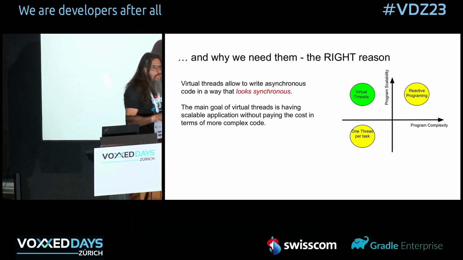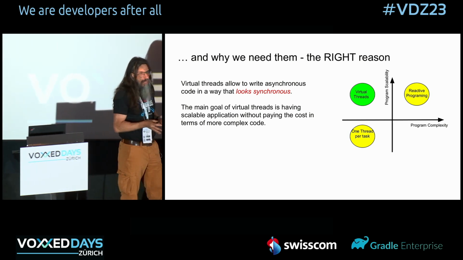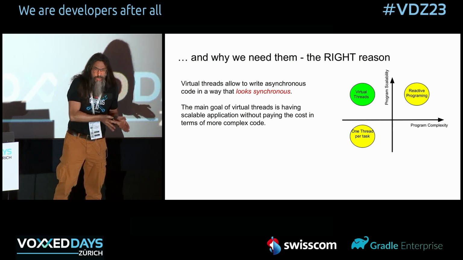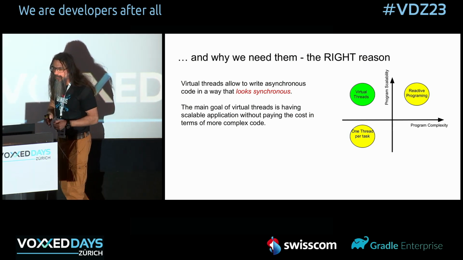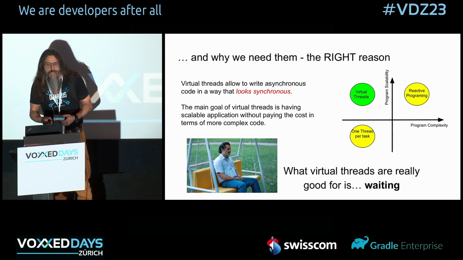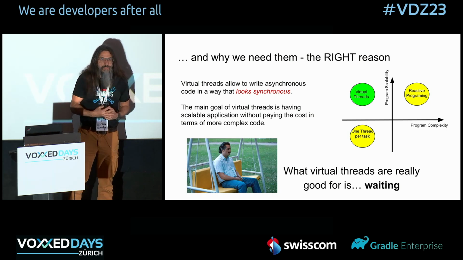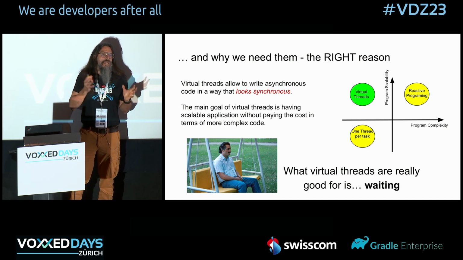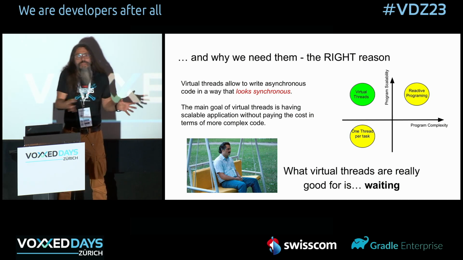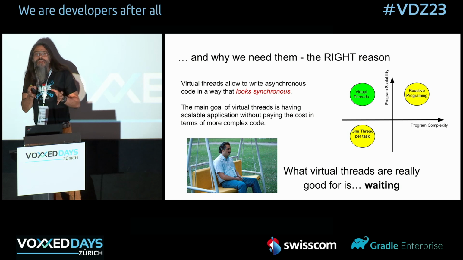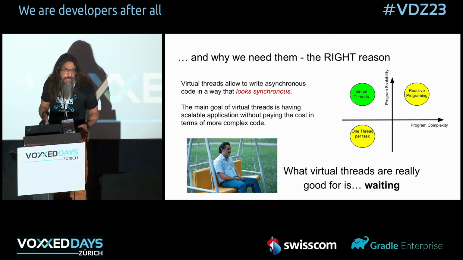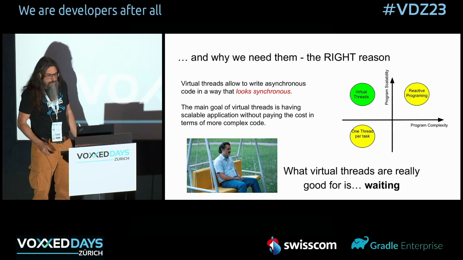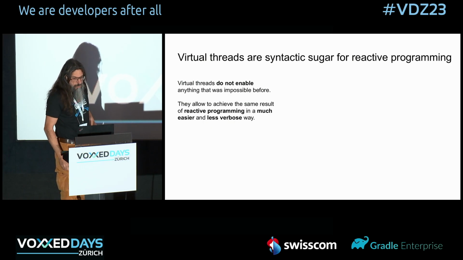Okay, so what you may want is the same feature, meaning not wasting a scarce resource on a blocking operation, but in a way that looks synchronous. And this is what virtual threads are really good for. They are really good for waiting, for waiting in a non-wasteful way, without wasting any scarce resource of your Java virtual machine.